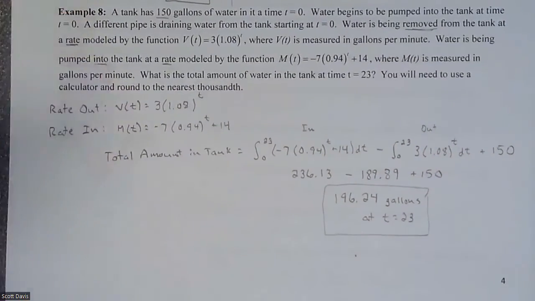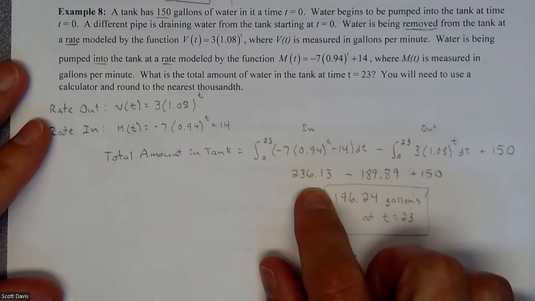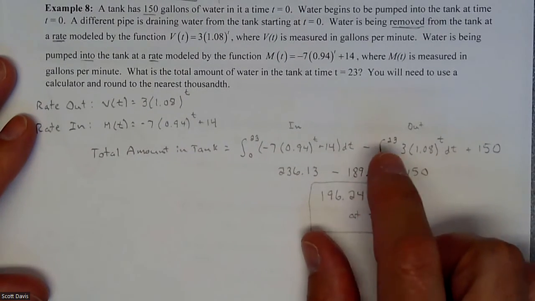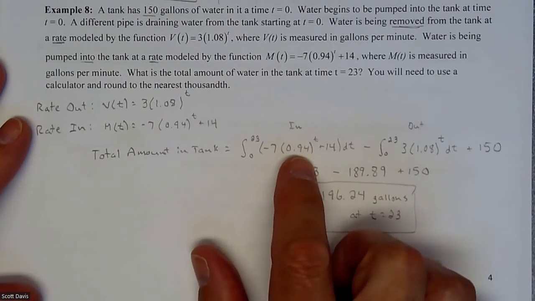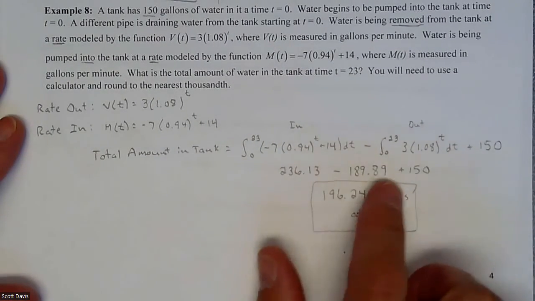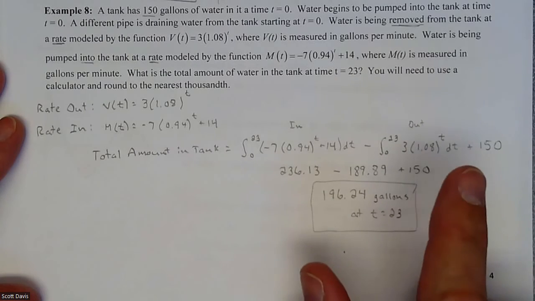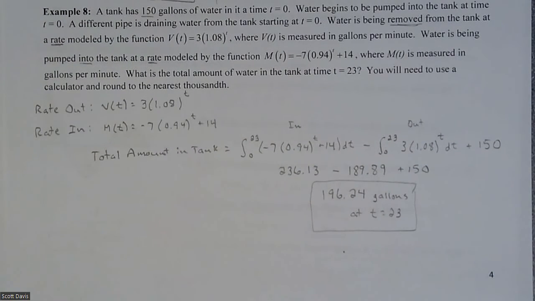Okay, so that was rates coming in, rates going out. Nothing crazy. We just have to realize that water coming in is treated as a positive, and water going out is treated as a negative. They're coming in and out at different rates, and they're not even constant rates, right? You have these exponentials that are messing with all of this. So we use calculus to figure all that out, tack it on to your original amount, and that's how many gallons of water you would have at that moment.